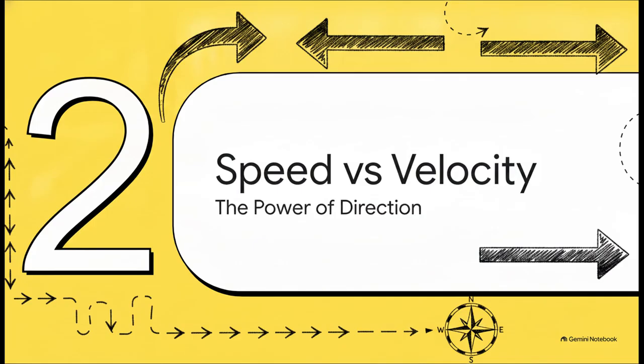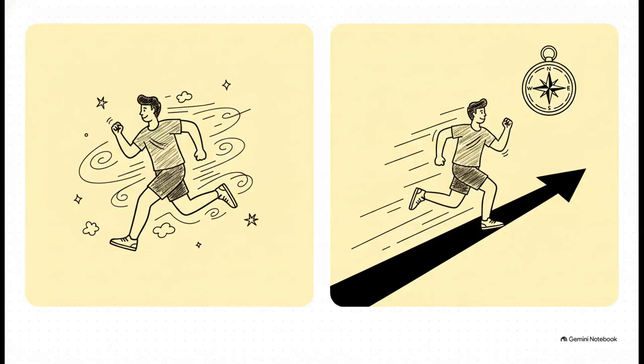This is where we add our very first layer of complexity and discover that in physics, direction is pretty much everything. In our everyday conversations, we tend to throw the words speed and velocity around like they mean exactly the same thing. But in physics, they are entirely different beasts. See, speed is what we call a scalar quantity. It only cares about magnitude, which is really just a fancy scientific word for how much or how fast. It basically just asks, how much ground did this object cover in a given time?